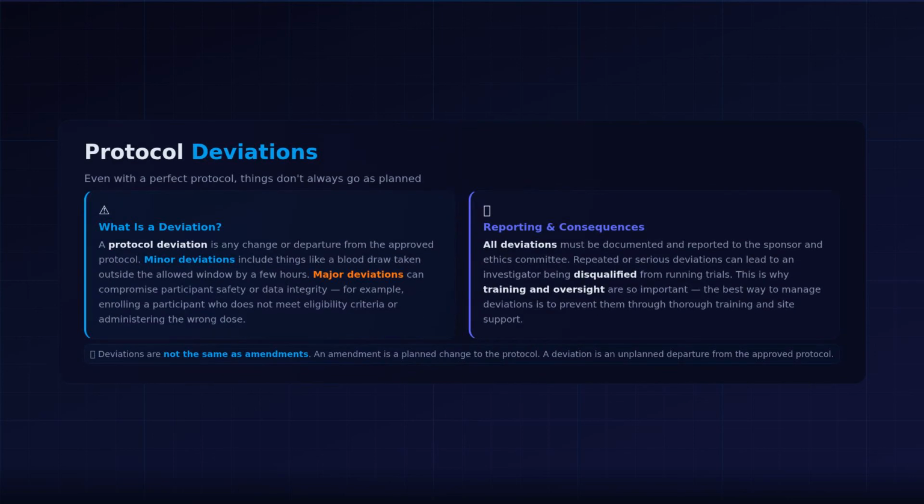Even with a perfect protocol, things do not always go as planned. A protocol deviation is any change or departure from the approved protocol. Minor deviations include things like a blood draw being taken outside the allowed window by a few hours. Major deviations can compromise participant safety or data integrity. All deviations must be documented and reported. Repeated or serious deviations can lead to an investigator being disqualified from running trials. This is why training and oversight are so important.